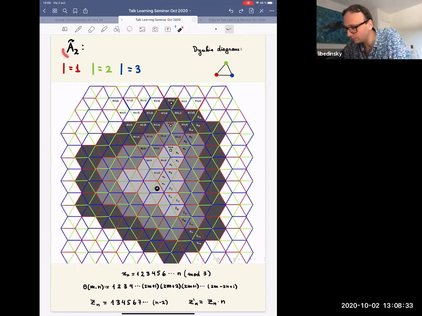We are in A2 tilde, this is the Dynkin diagram, and we will call this reflection S1, this is S2, and this is S3. The blue will be S3. For example, here I define the elements x_n: red, green, blue is 1, 2, 3, and then I look at this modulo 3. So x_n is just 1, 2, 3, 1, 2, 3, 1, 2, 3, 1, 2, 3. This is x_n.